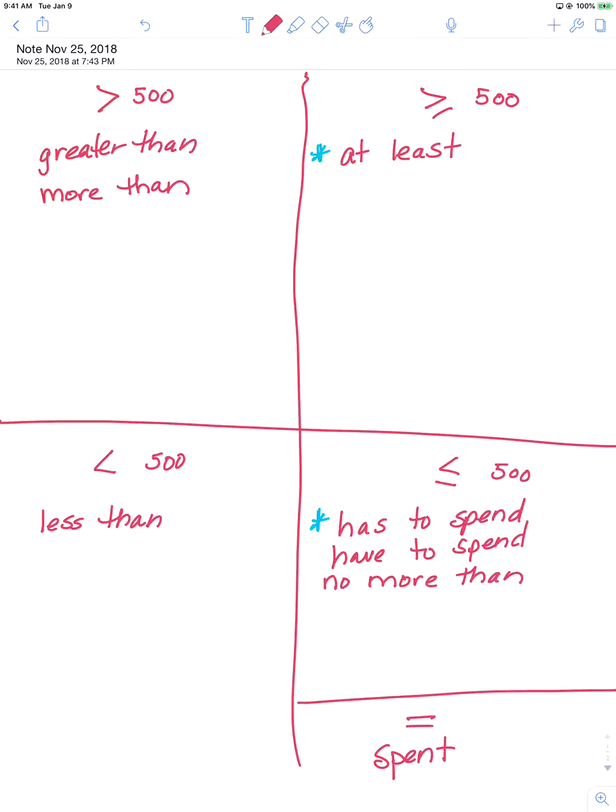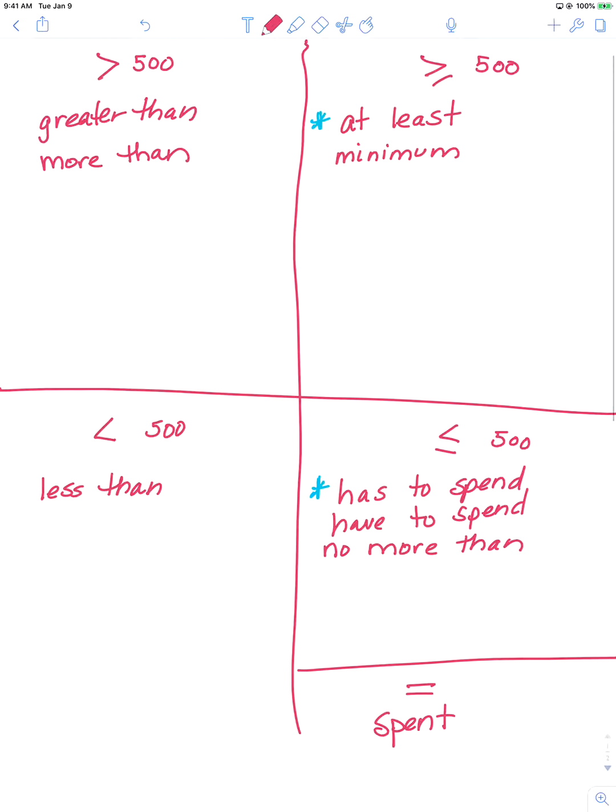Sometimes it's going to say, what's the minimum amount of something? Well, minimum means you could have more. So minimum would be greater than or equal to. And then it may say, what's the maximum of something? So you can't have more, but you could have less. So maximum would be less than or equal to.